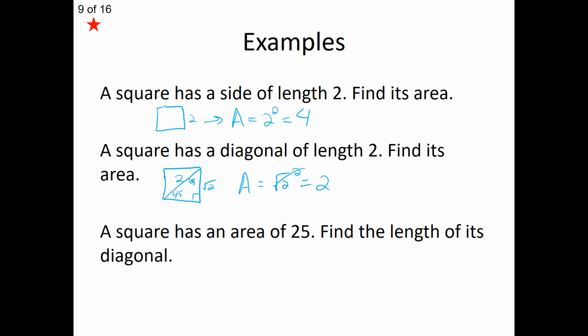Now the last example, a square has an area of 25. Find the length of its diagonal. So now we think of our area equation here to work backward.